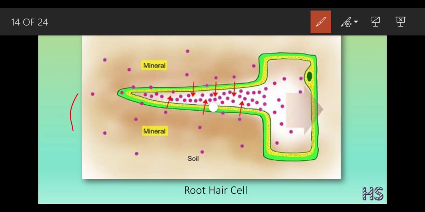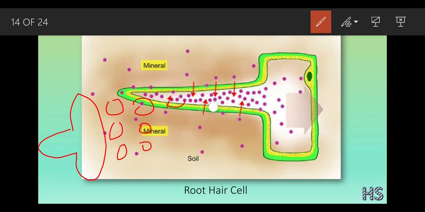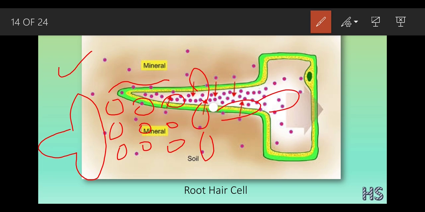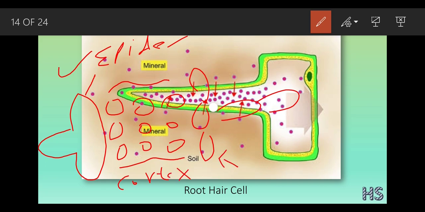This is a typical root hair cell. See, I'm going to help you out. This part is a root hair cell. This is called epidermis. This region is called the cortex region. This is called endodermis.